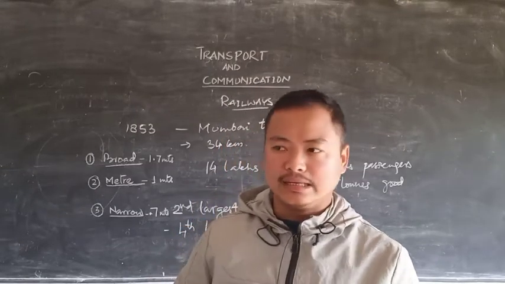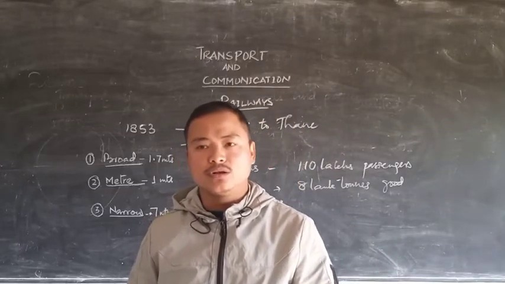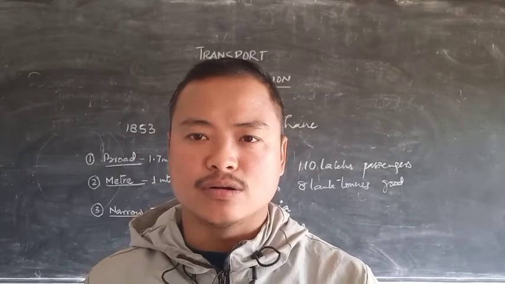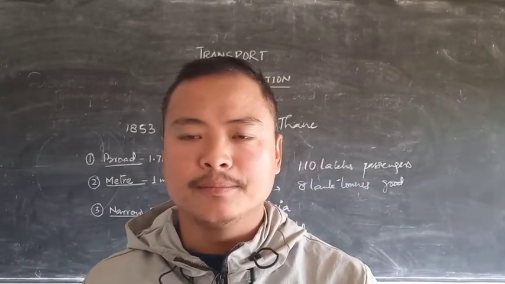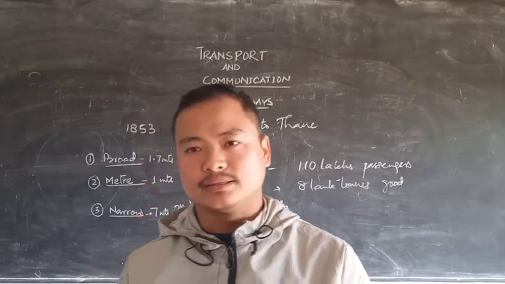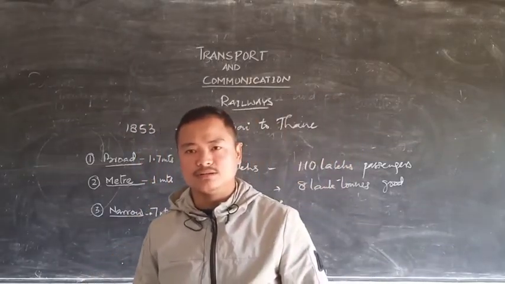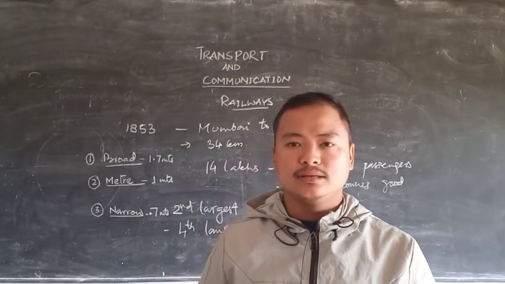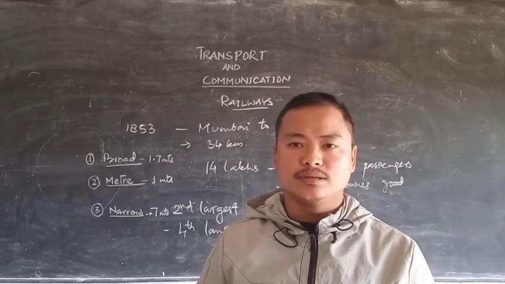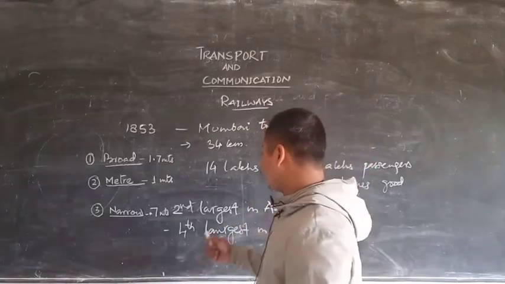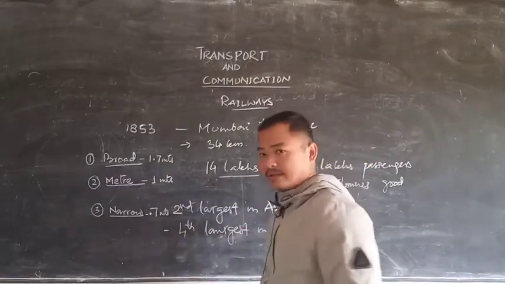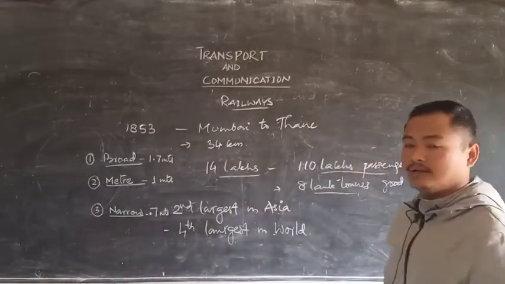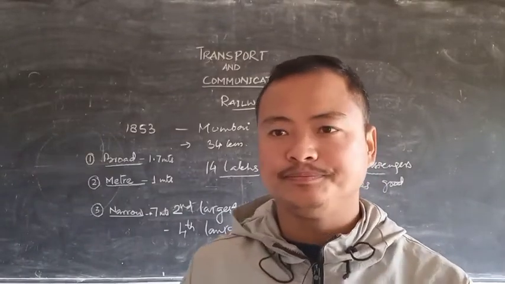And the narrow gauge in India is more or less not in practice. We see that these narrow gauges are only used in those areas where the heavy railway systems cannot be practiced, for example, the hilly regions of Darjeeling or Shimla. So these three different tracks run in India, which has helped the Indian railways to run almost 14 lakh kilometers on a daily basis, carrying almost 110 lakh passengers and 8 lakh tons of goods.